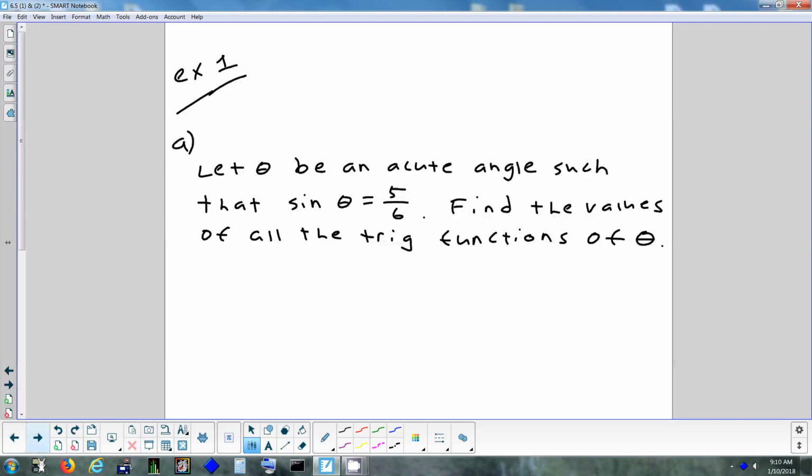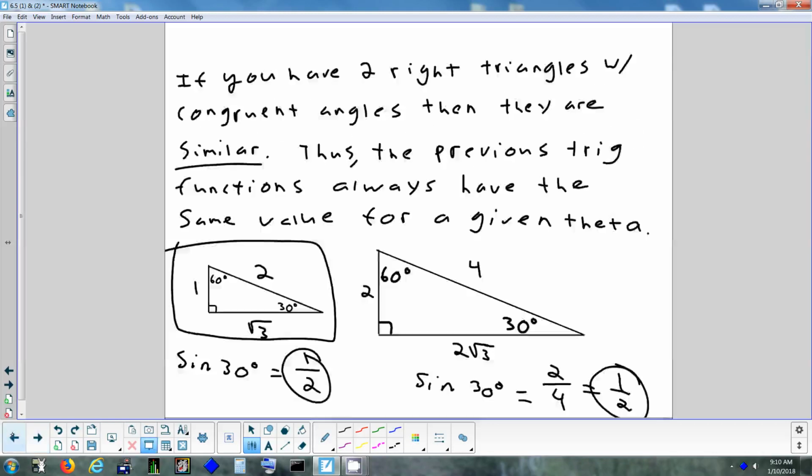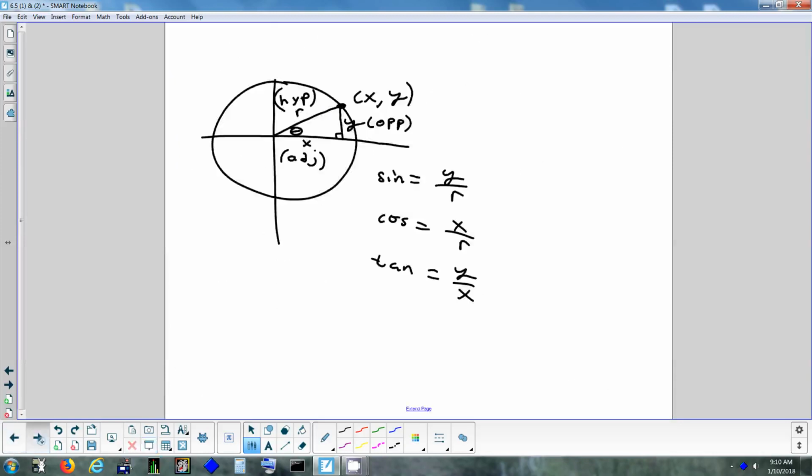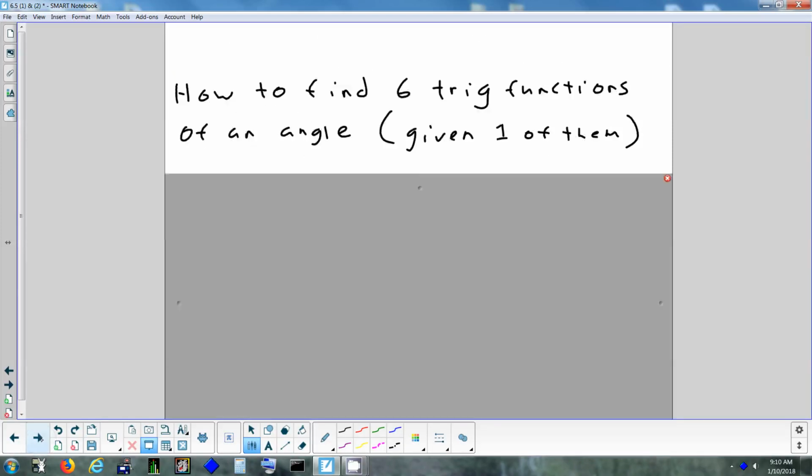Think about if the sine equals 5/6. What are they telling you? Yeah, the opposite and hypotenuse. They're telling you the length of the opposite side, and they're telling you the length of the hypotenuse. Well, if they tell you 2 out of 3 of the sides, you can always get the third side using the Pythagorean theorem. Once you have all 3 sides, you can do any one of these you want: opposite, adjacent, hypotenuse. So it's basically the steps.